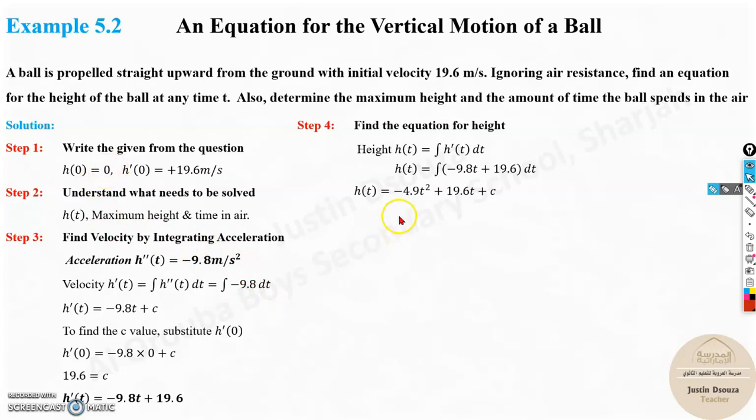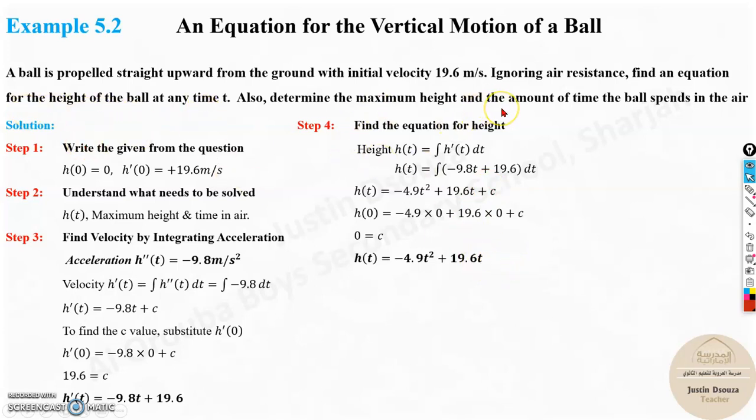It will be 0. So substitute over here everywhere where t is there as 0. Over here, t is 0, 0, 0. What is h of 0? Initial height is 0. That is equal to this. All goes, and what is remaining? c. That is equal to 0. So the equation for the height of the ball at any time t is negative 4.9 t squared plus 19.6 t. c is 0, so we don't write it. The first part is over.